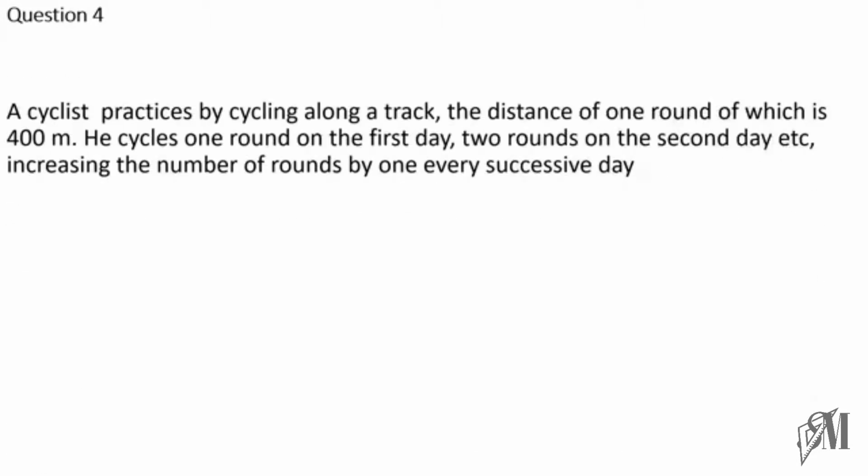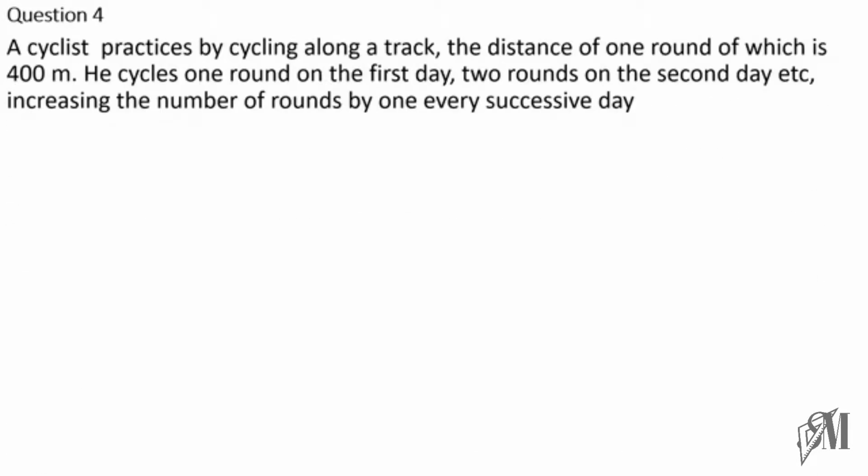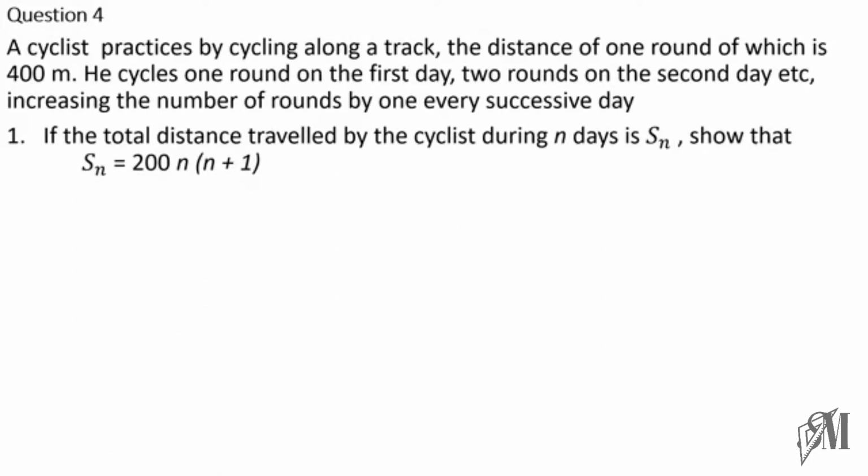Moving on to the fourth question. A cyclist practices by cycling along a track, the distance of one round of which is 400 meters. Now he cycles 1 round on the first day, 2 rounds on the second day and so on, increasing the number of rounds by 1 every successive day. So here the first part is to show that the total distance travelled by the cyclist during n days is Sn equals 200 n times n plus 1.